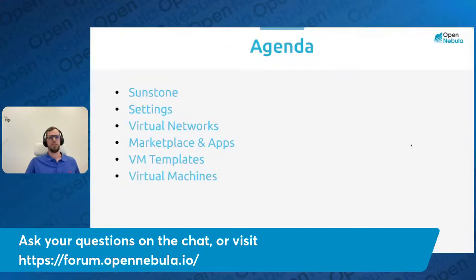Right, so that's our agenda. We're talking about Sunstone. We're talking about settings, that's the user settings. We're going to touch the virtual networks, as well as talking about the marketplace and applications. So what's the meaning behind them? Also, virtual machine templates: why we need them, what they are, and how to fine-tune them and make sure that they suit your needs. And also, as I mentioned, we are going to launch the virtual machine.